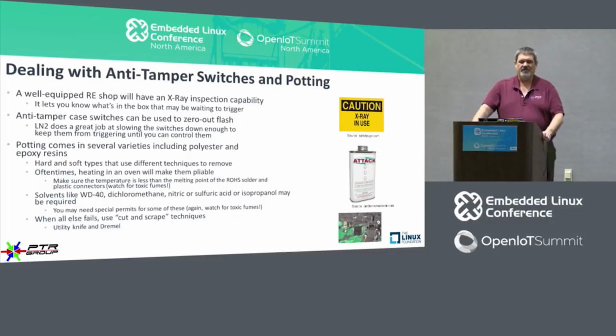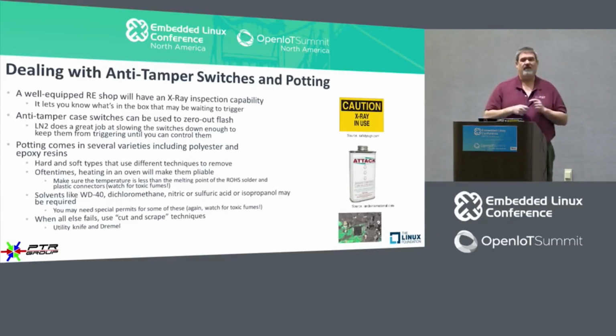Now, potting comes in several different varieties, including special polyesters and epoxy resins. When you get to the potting, you can actually kind of put your finger in it. You can determine whether it's a hard pot or a soft. And depending on the type of material that it's made from, oftentimes heating will make it pliable. So this is one of those cases where just putting it in an oven at about 200, 250 degrees Fahrenheit will make the potting pliable enough that you can actually pry it off.